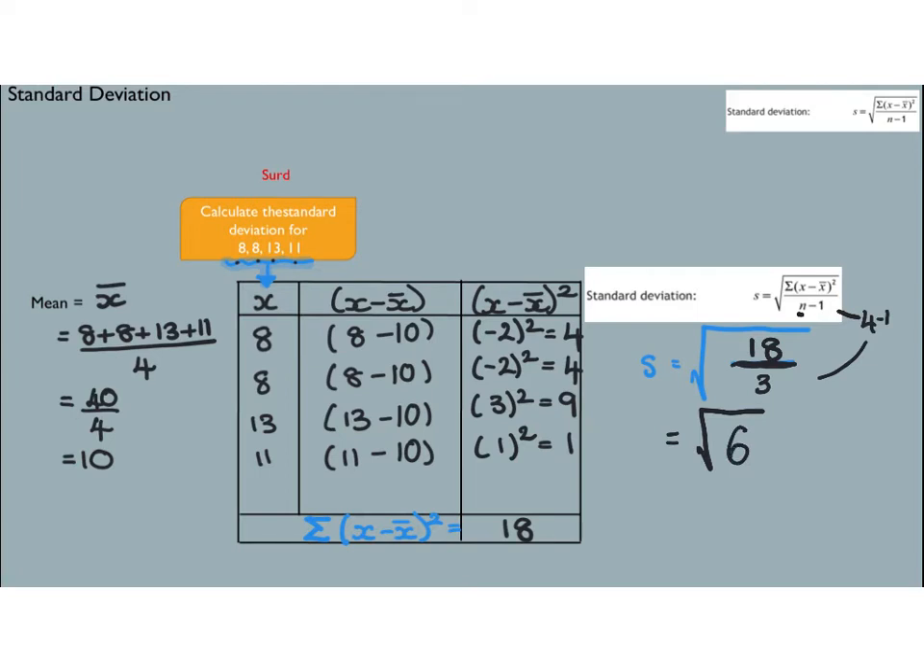Now this is where your surds come in, because we don't have a calculator, we have to make sure that we simplify. This is a point at which you think, is there a square number that goes into 6? And apart from 1 there isn't, so we can just leave that one there.